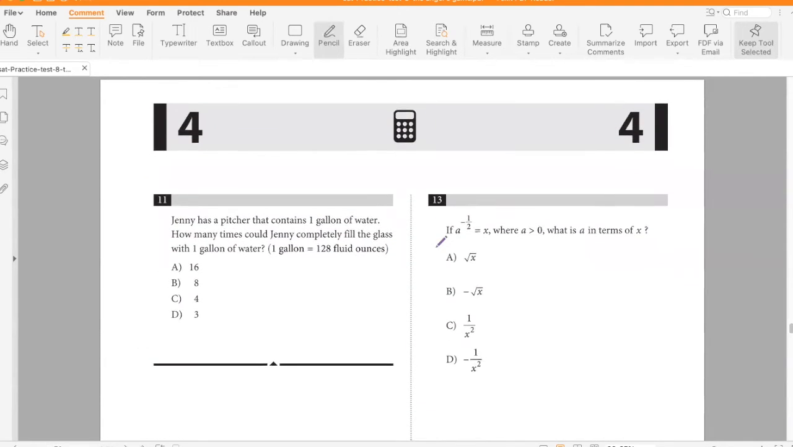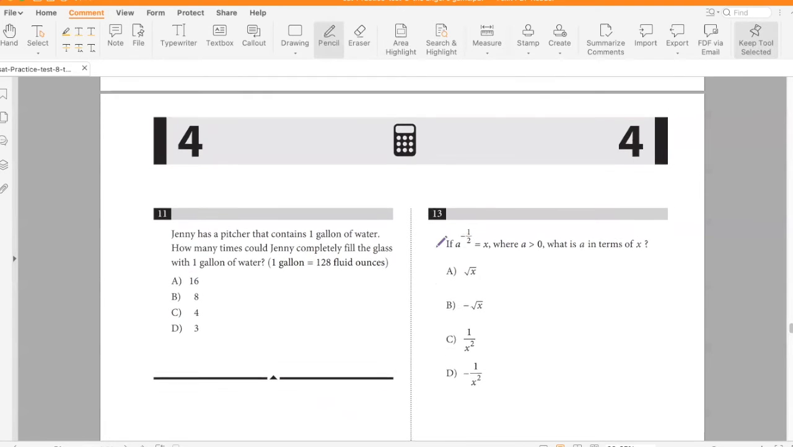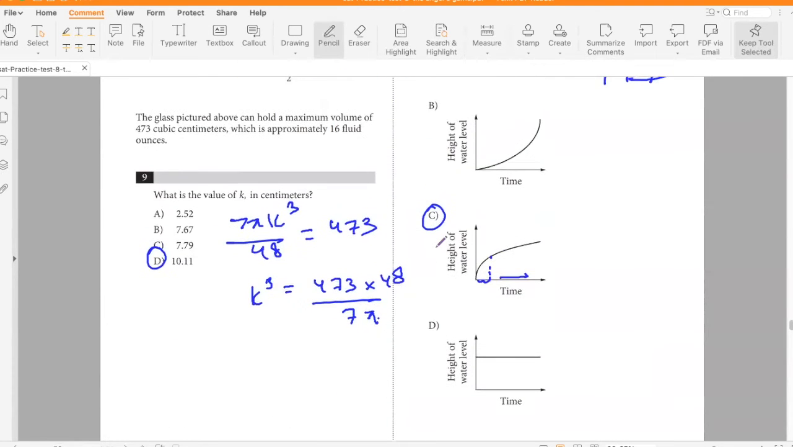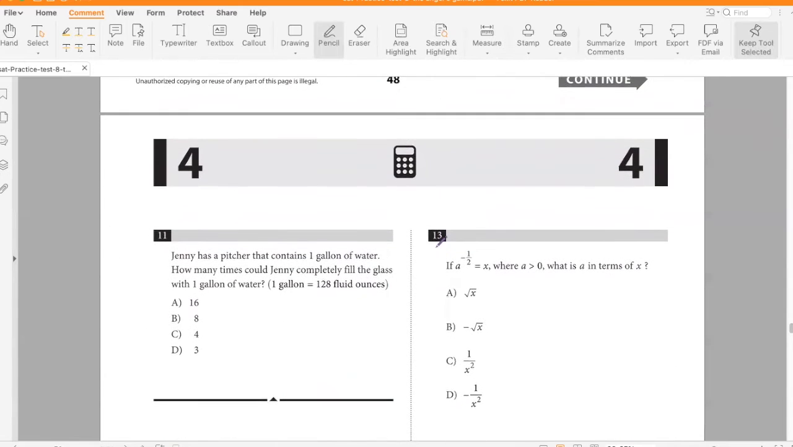Jenny has a pitcher that contains 1 gallon of water. How many times could Jenny completely fill the glass with 1 gallon of water? Okay, so 1 gallon is 128 fluid ounces, and this glass is 16 fluid ounces. So that would be 128 by 16. So that is 8 times.